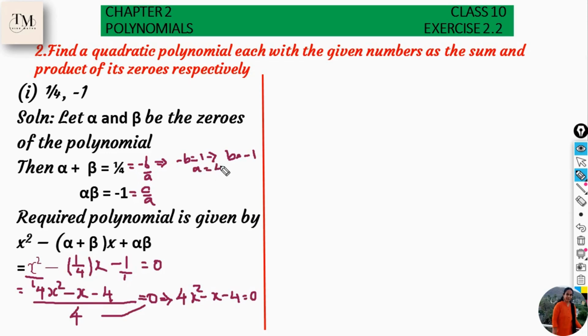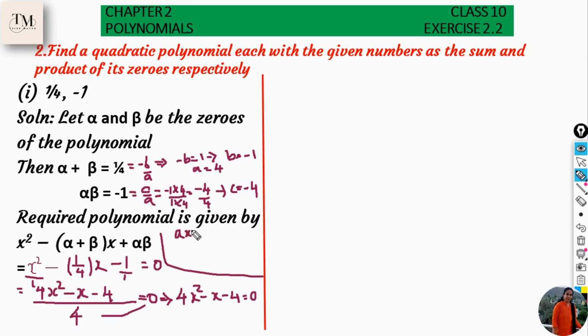Okay. So now we have to get the value of c. Here c by a is minus 1. So here a is equal to 4. In order to get 4, we have to multiply numerator and denominator by 4. So minus 1 into 4 divided by 1 into 4, which is equal to minus 4 by 4. So c by a means here c is equal to minus 4.